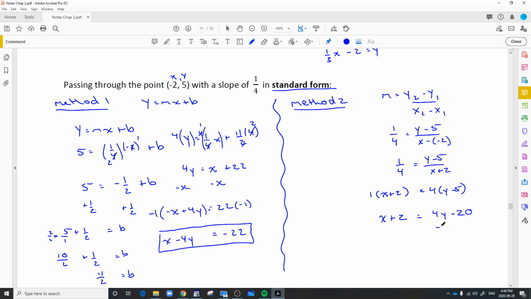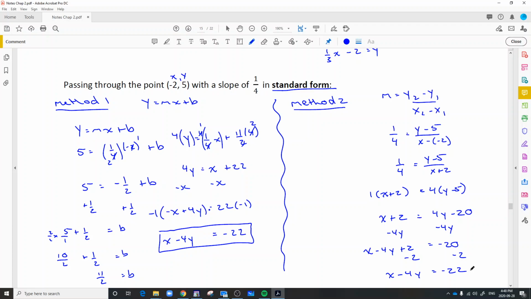And then my variables go on the left. So I get x minus 4y plus 2 equals -20. And then I'm going to subtract 2. And I get x minus 4y equals -22. So again, same steps. So method 2 is really consistent.